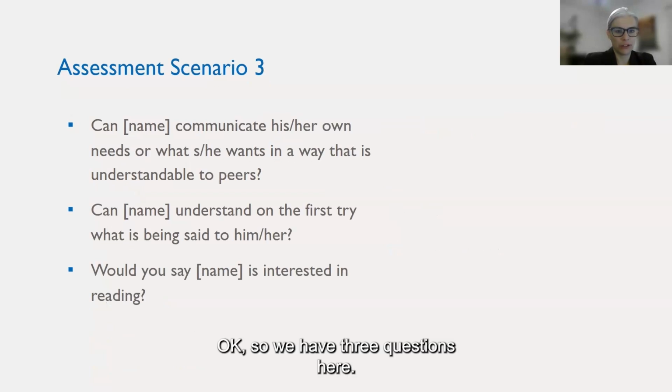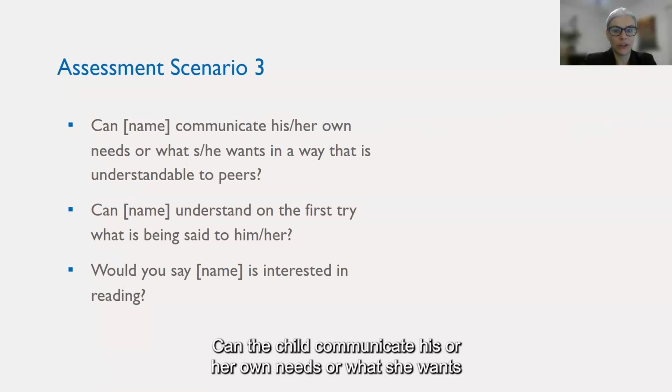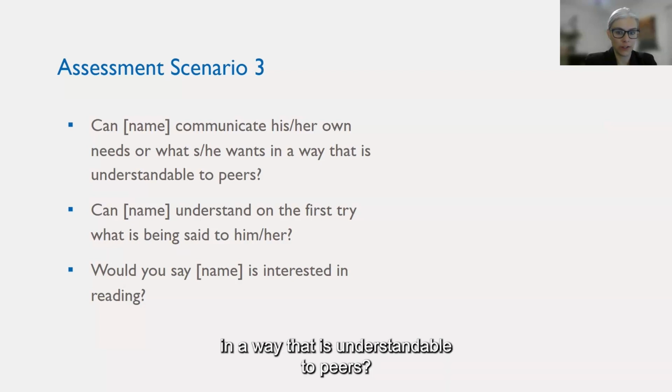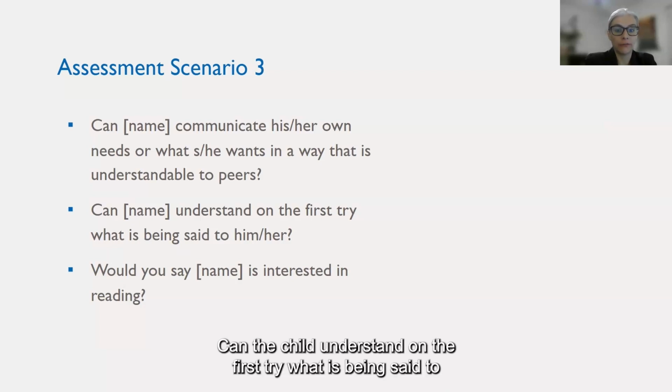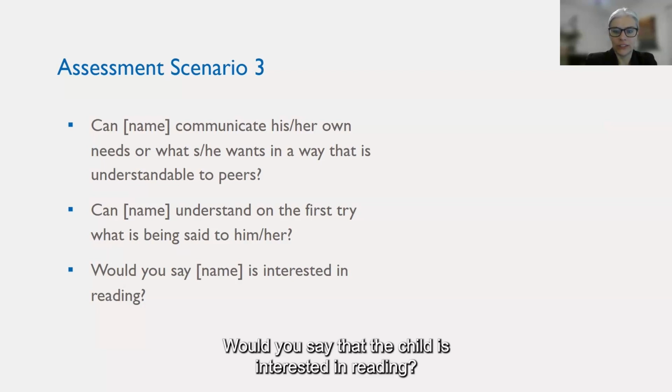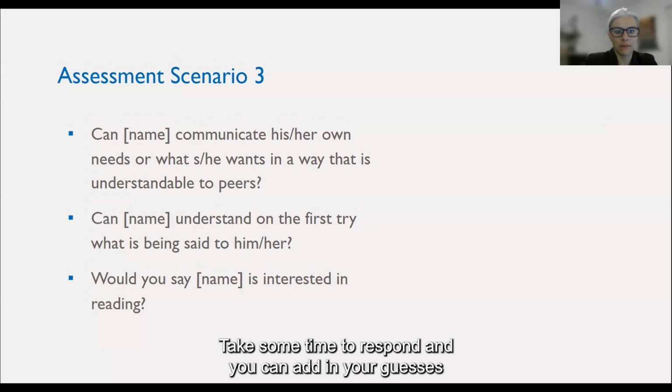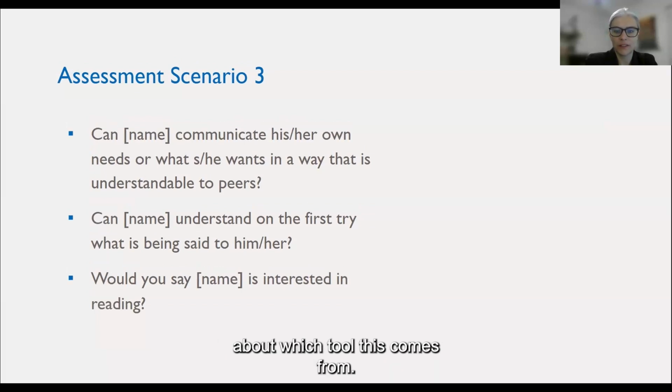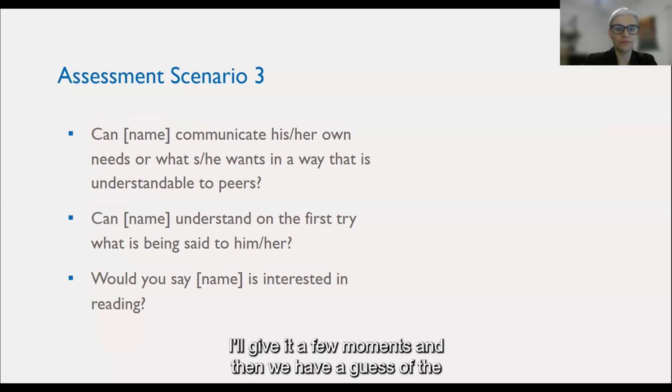Okay, so we have 3 questions here. Can the child communicate his or her own needs or what she wants in a way that is understandable to peers? Can the child understand on the first try what is being said to him or her? Would you say that the child is interested in reading? So again, what domain are we assessing here? Take some time to respond, and you can add in your guesses about which tool this comes from. I'll give it a few moments.